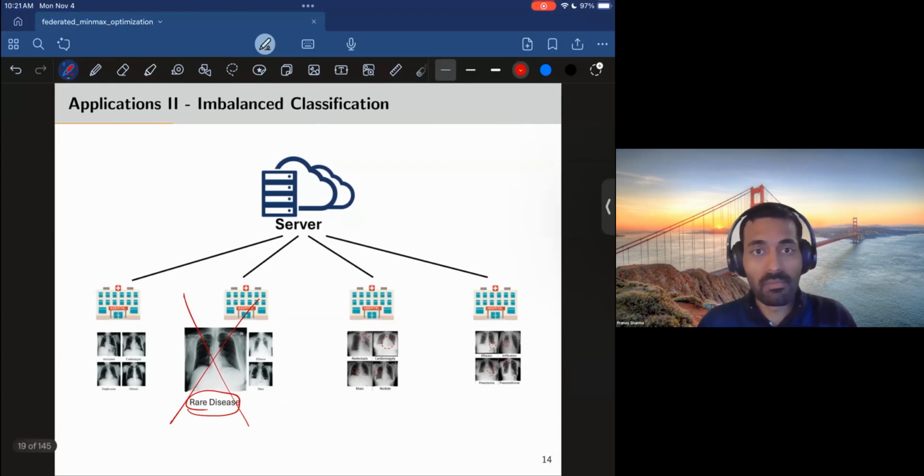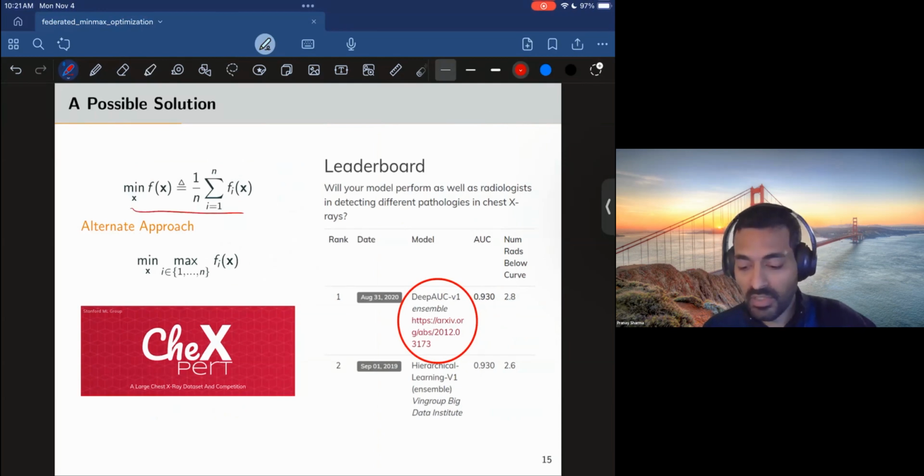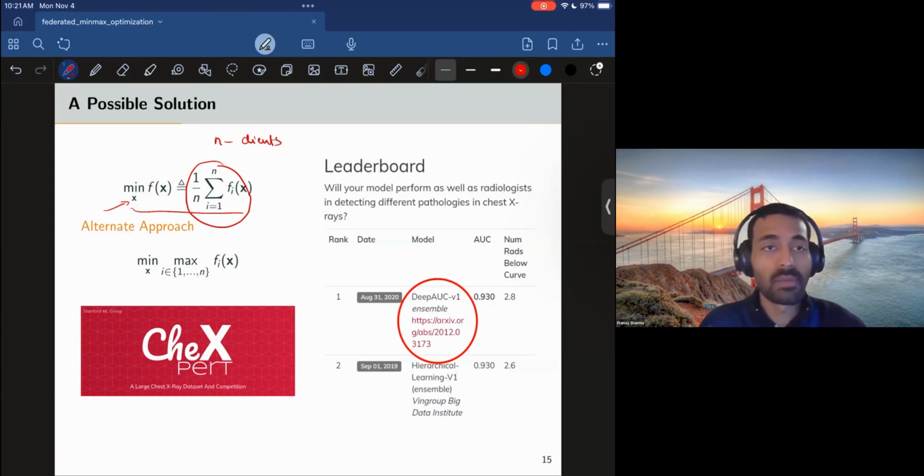So how do we solve this problem of imbalanced classification? So one possible solution is, in this course so far, you have seen how we solve these kinds of problems where we want to learn a model X which will minimize some average loss. So here N is the number of clients. For example, in the chest X-ray example, N might be the number of hospitals. These f_i are the losses of individual clients. So what is the accuracy of classifying chest X-rays for individual hospitals? That would be an example.